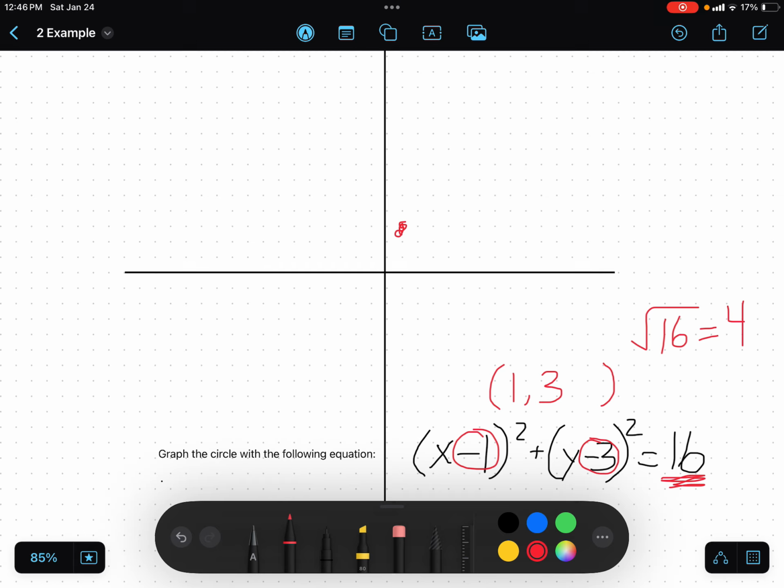Well, I'm going to suggest that you do it by graphing points in each cardinal direction, north, south, east, and west, up, down, left, and right, from the center. So if I go to the right 4, I'm going to get that point right there. If I go up 4, I'm going to land there. To the left, I'm going to go there. 2, 3, 4. And down, I'm going to go there.